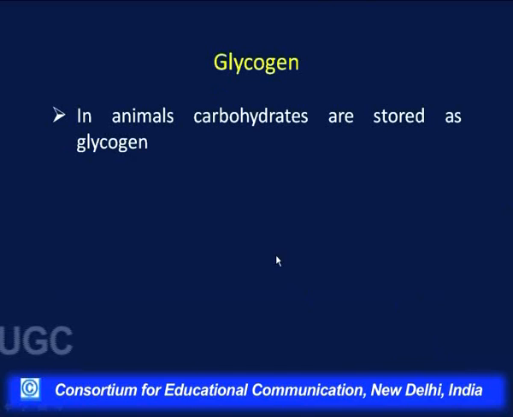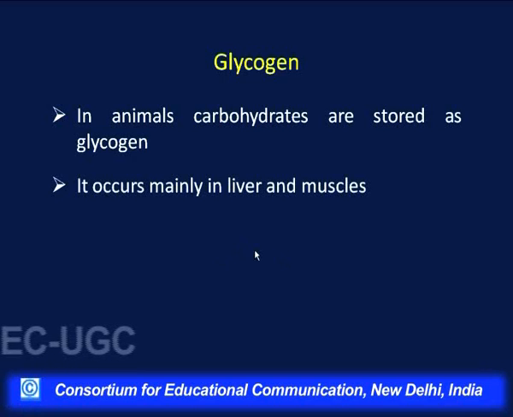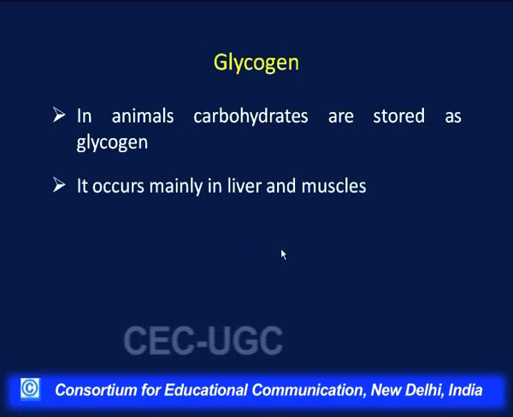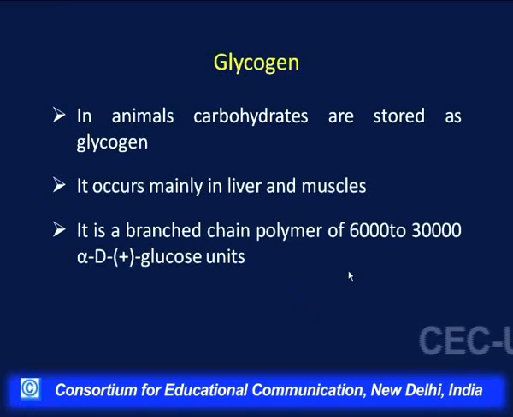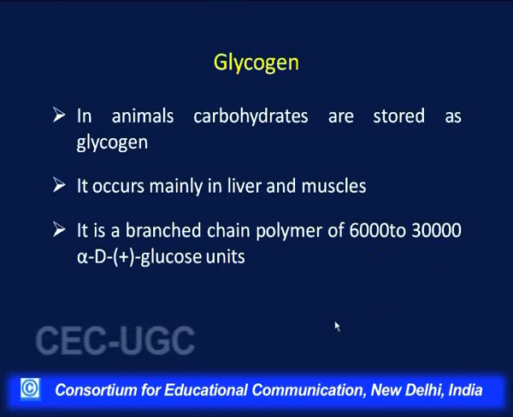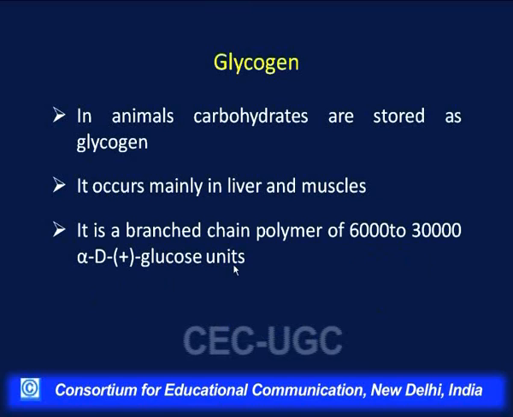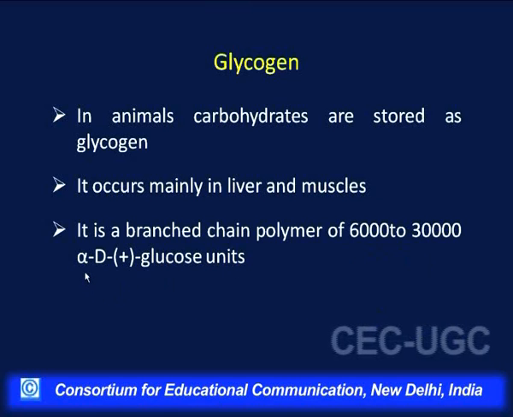Then the third, glycogen. Glycogen is also known as animal starch. Actually this is the way the carbohydrate is stored in our body and in other animals also. It occurs mainly in liver and muscles. It is a branched chain polymer, and the molecules are very large, 6000 to 30,000 glucose units, and again they are having alpha linkage.